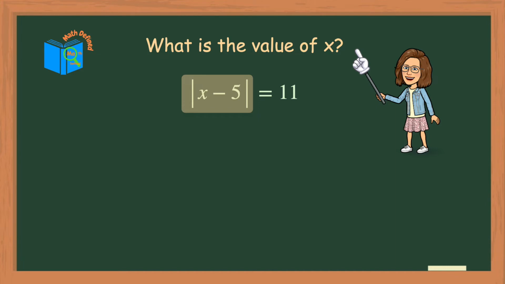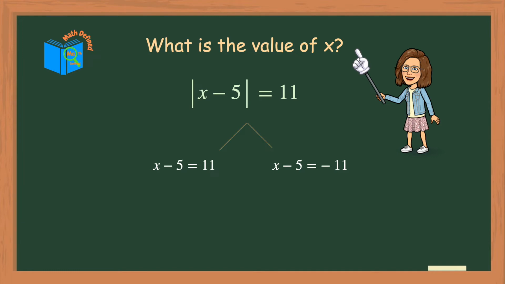To find both solutions, we need to solve two separate equations. The first equation will be x minus 5 is equal to positive 11, and the second equation will be x minus 5 is equal to negative 11. We need to solve two equations in this way because of the absolute value bars. The difference of x and 5 can equal either a positive or a negative 11. Now we have two simple equations to solve.